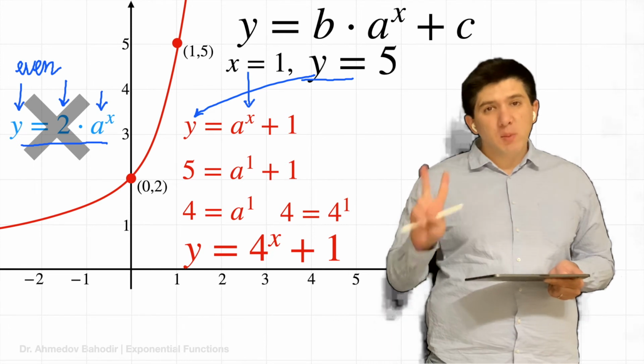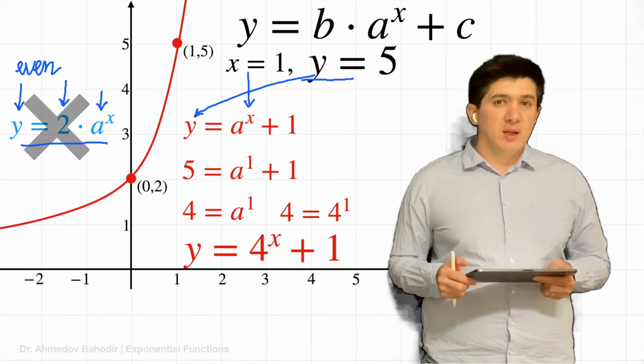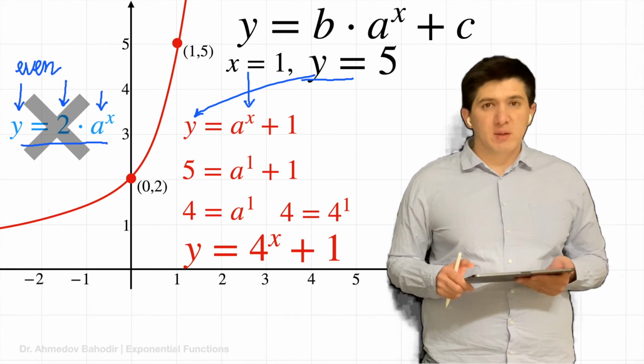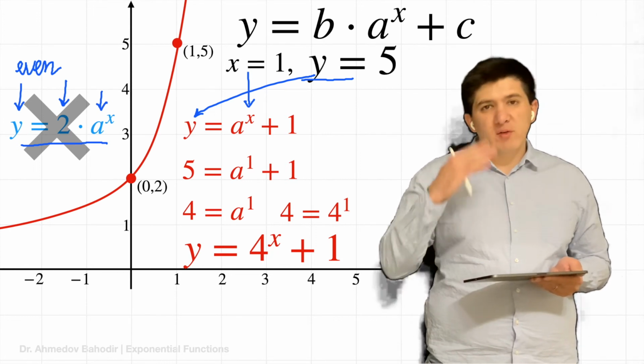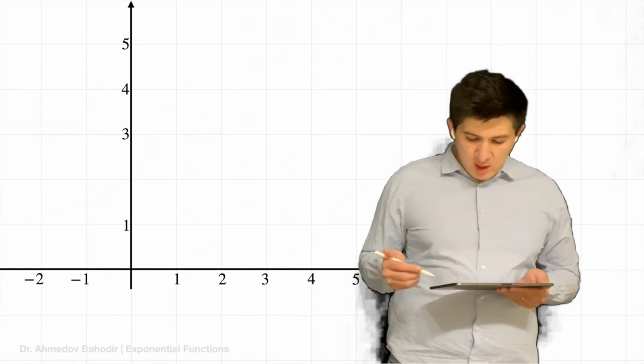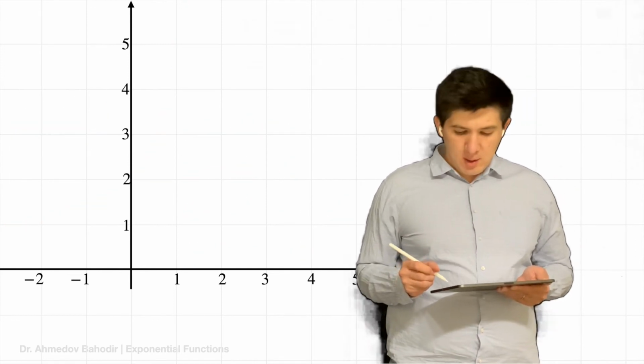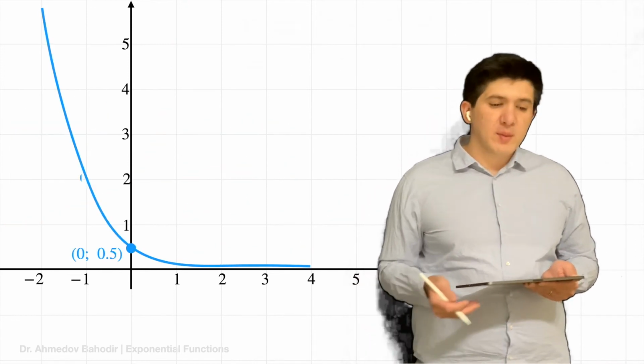And you need 2 points in order to find the equation of the exponential function. So let's do one more exercise in a similar way. We're given the graph of the function and we need to figure out its equation. Again, the graph is now given in a different form.